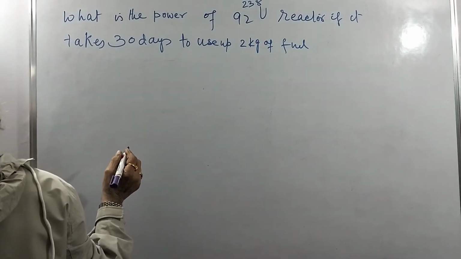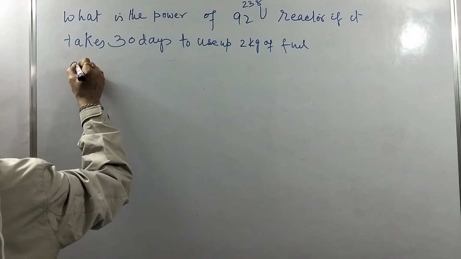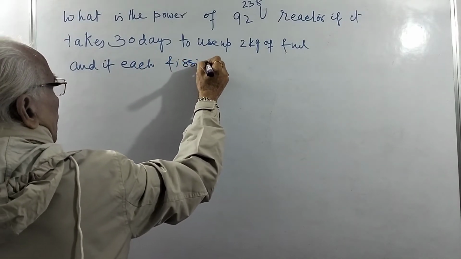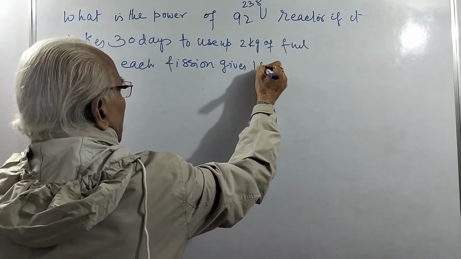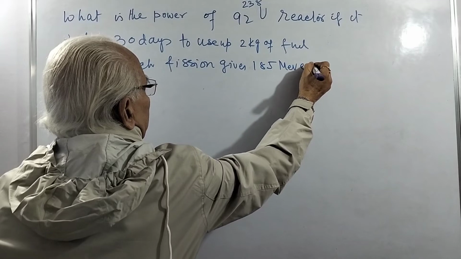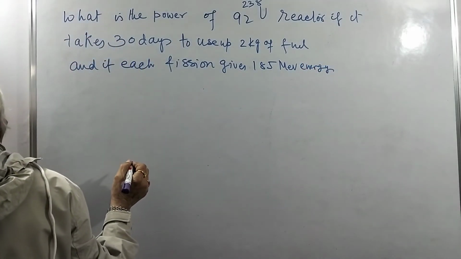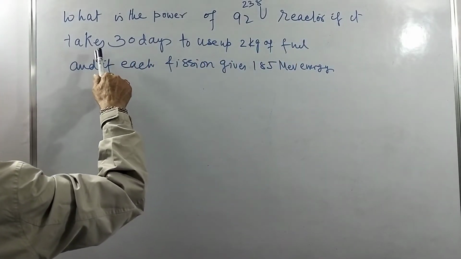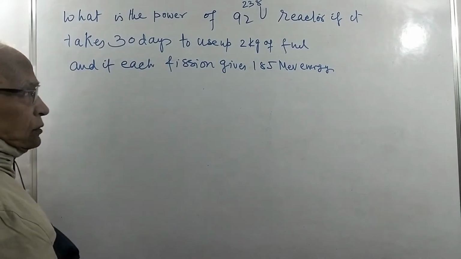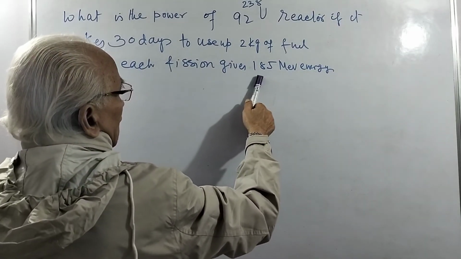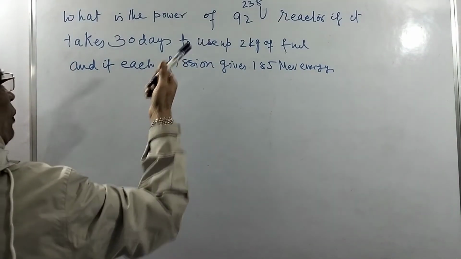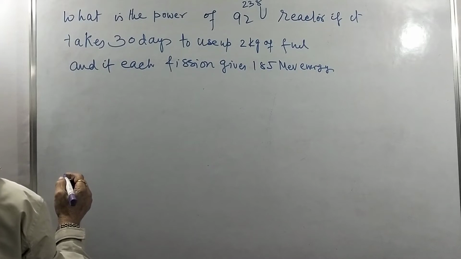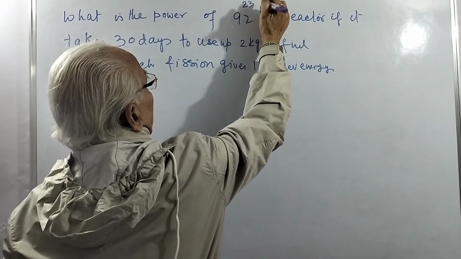And if each fission gives 185 MeV energy. So, what is the power of a reactor, this uranium? In 30 days, 2 kilograms of fuel is used. In each fission only 185 MeV energy is produced. So, what is the power of a reactor? You have to calculate reactor power. This is not 238 but 235 uranium.